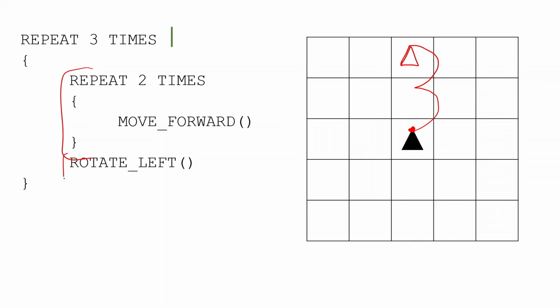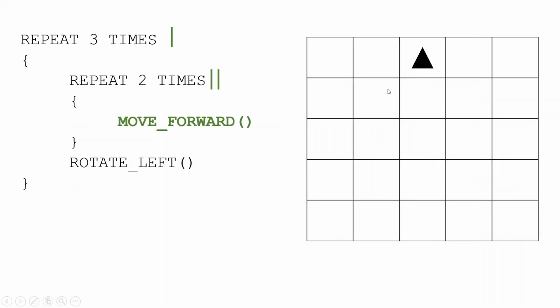Now this rotate left is outside of that loop. So I move forward twice, and then I'm going to rotate to the left direction. Left is over here, so you're going to see the triangle turn to face in the left direction. Move forward, rotate left, turn left. There it is. And that was one time through my loop.